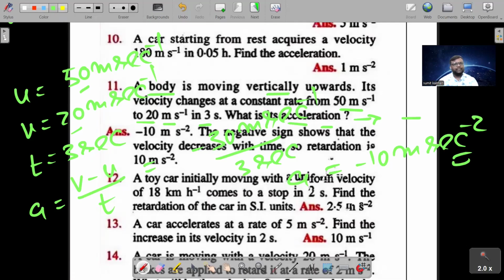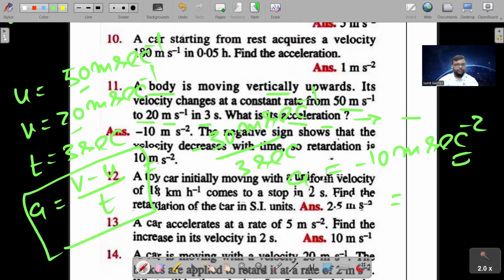So in this way, you have to solve the problem. This is very simple. You just have to see what our initial velocity and final velocity are, and apply this formula: a is equal to v minus u upon t. And you will get your correct answer. This was the solution.